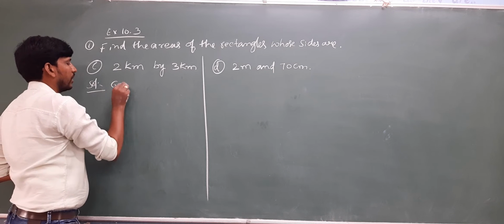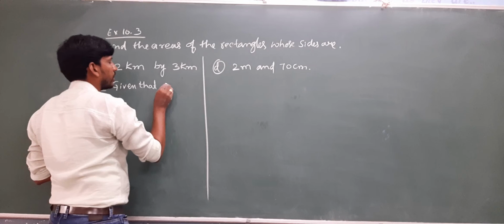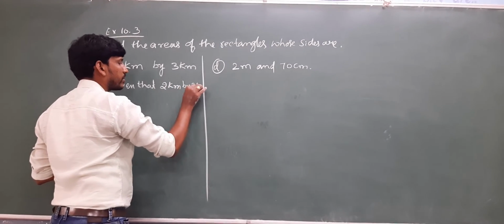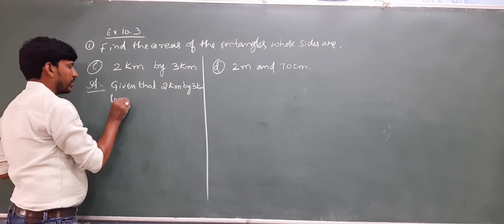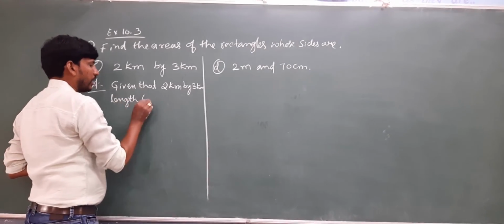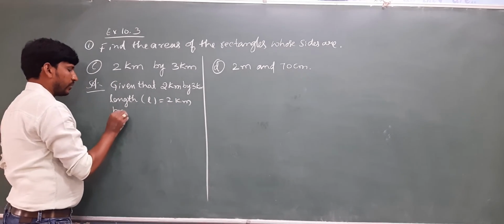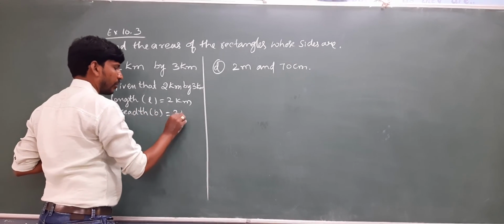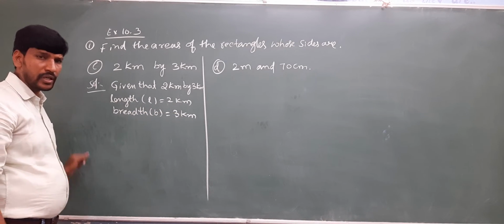Solution, given that 2 km by 3 km. Clear, my dears? So here the length L is equal to 2 kilometers and the breadth B is equal to 3 kilometers. Now both are in the same units only, kilometers.